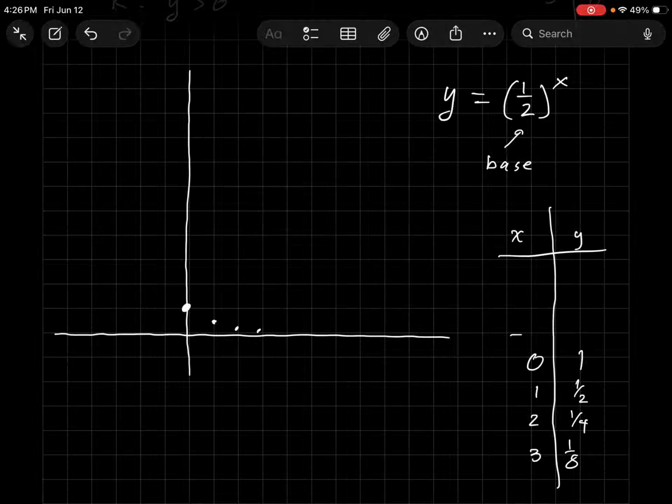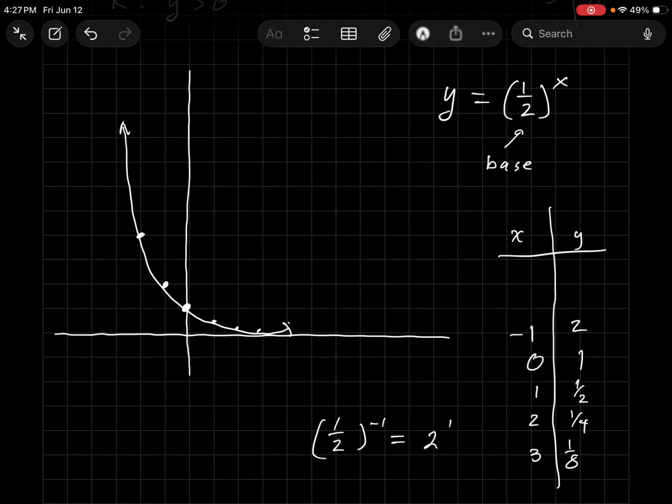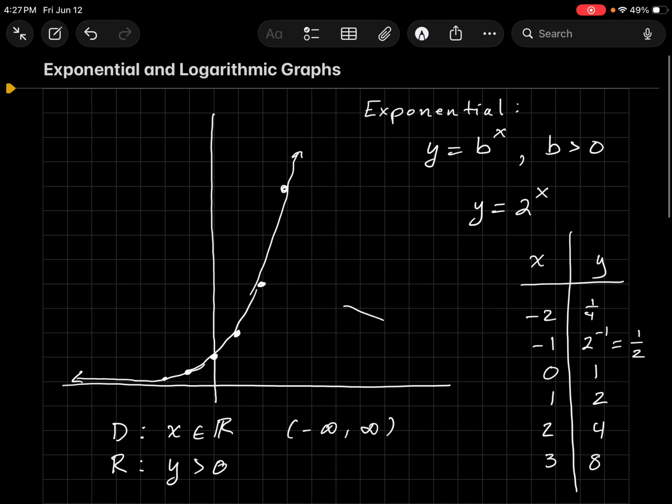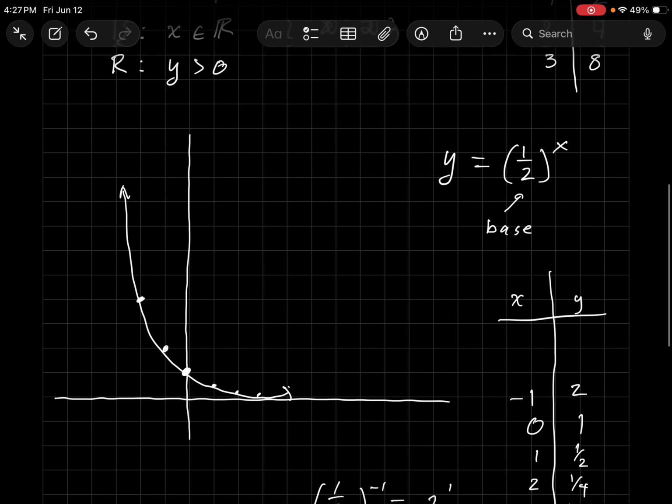And as x goes backwards, instead of being cut in half, you're going to double. I'll put that one down here. So 1/2 to the negative 1. Remember that the negative exponent flips things upside down. And so we get something similar to the first graph, except that the graph is decreasing. So you have one of these two basic graphs for exponential, either the increasing function or the decreasing function.